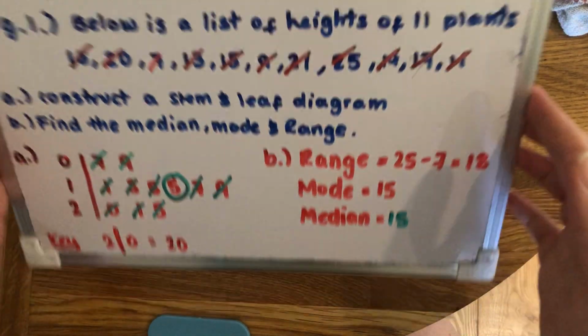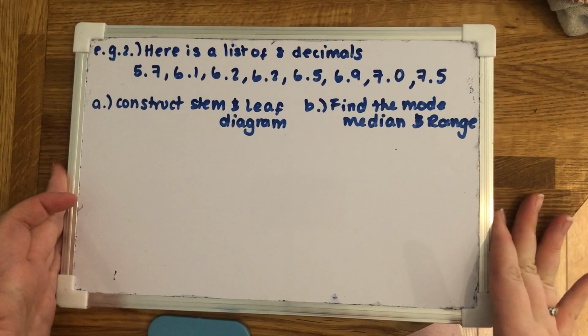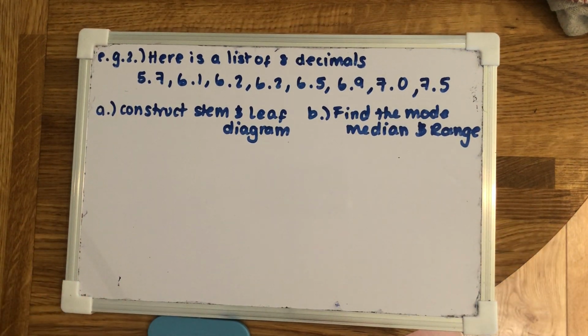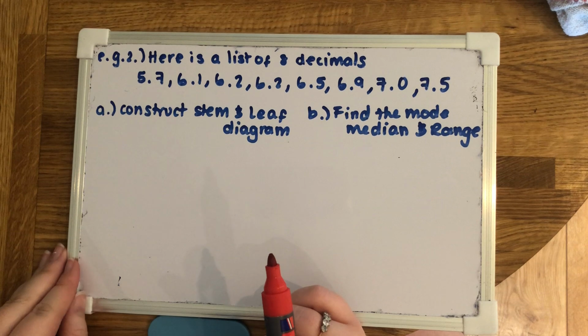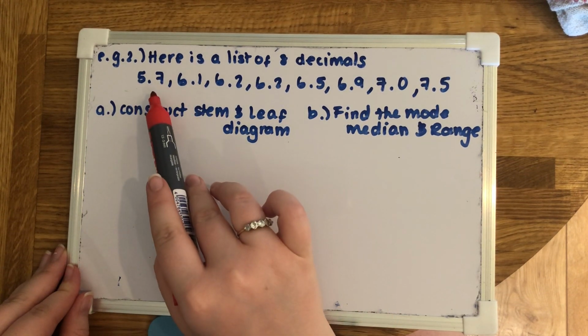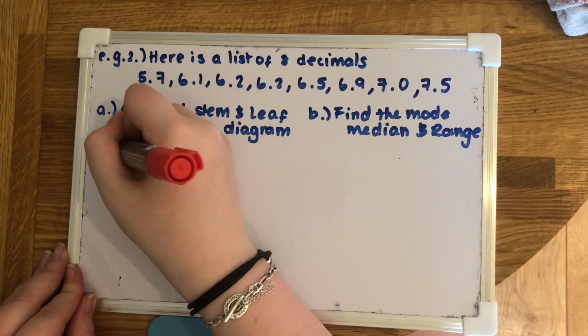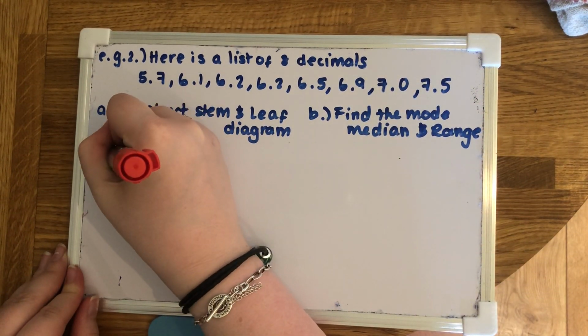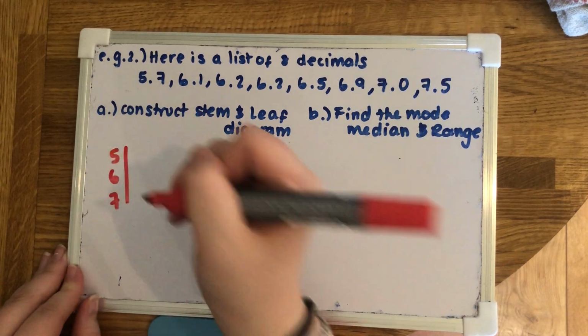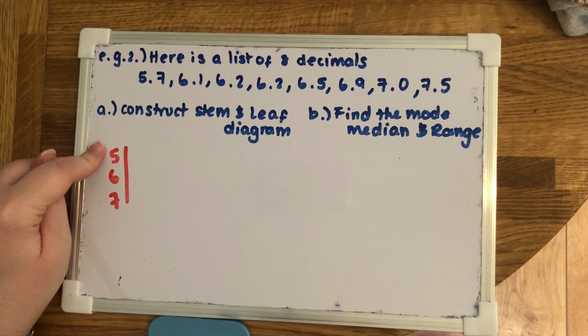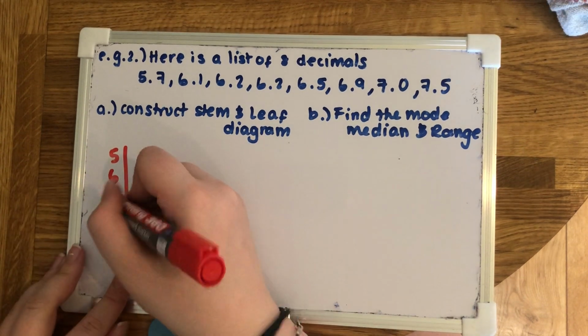This one we're going to be doing some decimals. Okay, and I have put these numbers in order as well, just to save us a little bit of time. But again, if it's not in order, then you just need to do that. Okay, so we've got 8 decimals. So this time again, we're going to look at the numbers. So we've got 5.7, we've got 6 point somethings, and we've got 7 point something. So on my stem, I'm going to have 5, 6, and 7, because that's going to represent my 5 point something, 6 point somethings, and 7 point somethings.